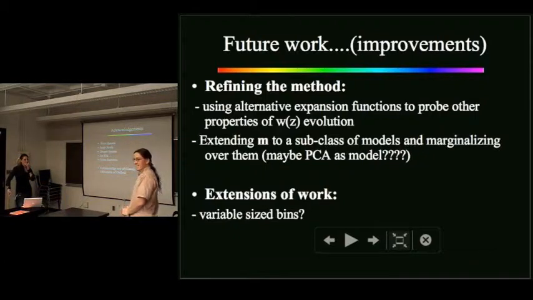Any more questions? Oh, it's a cluster. Yeah.